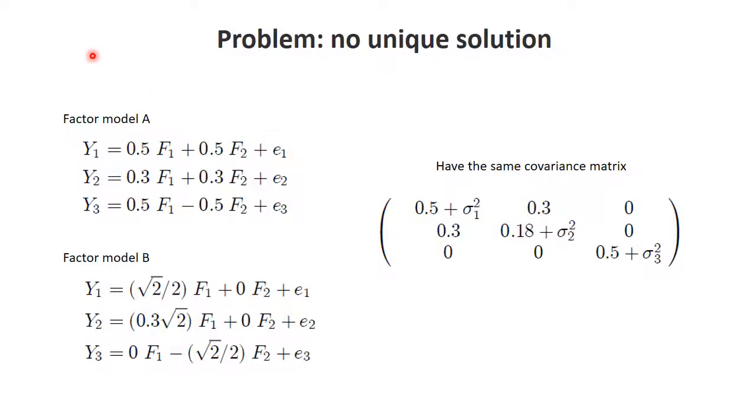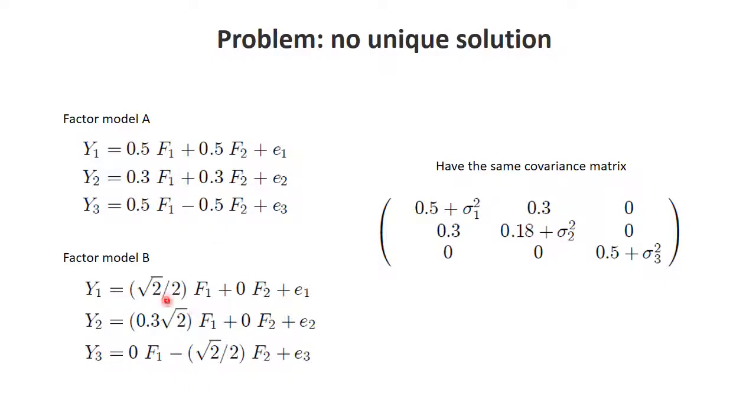For example, imagine I have created two fake factor models here, one fake factor model A and another fake factor model B. The particular loadings of these factors are given over here. These are the loadings given to factor 1 and 2, and so on. If I plug this into my covariance matrix and calculate the covariance, I find that the covariance matrix for these two factor models is exactly the same.